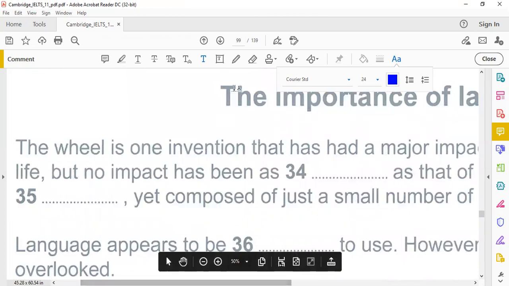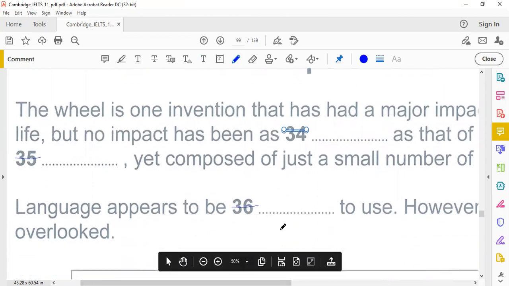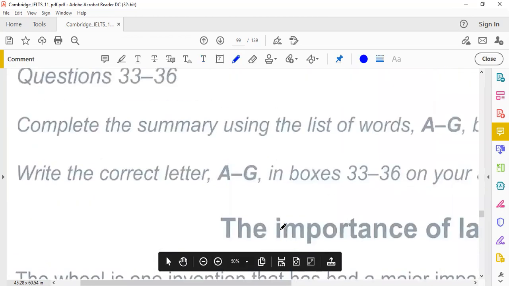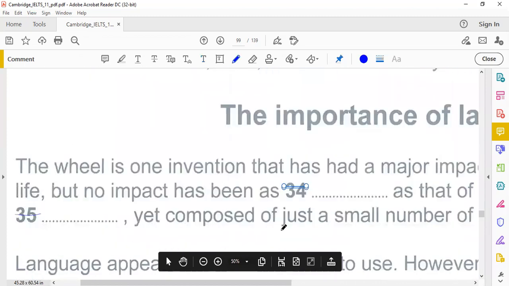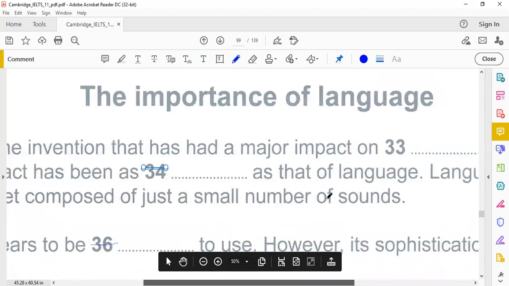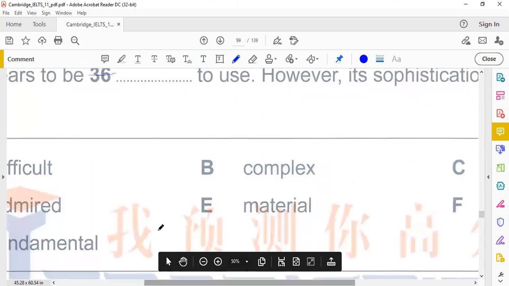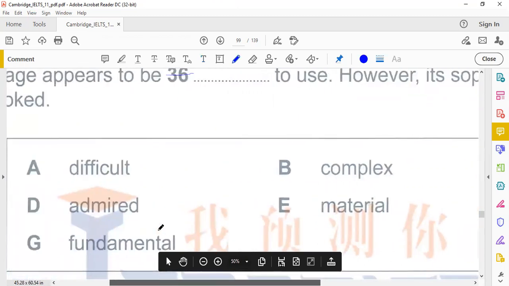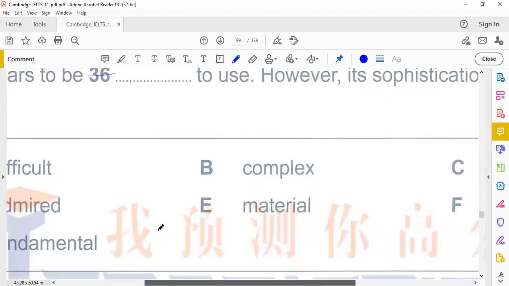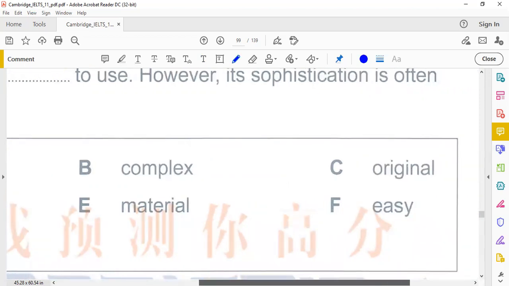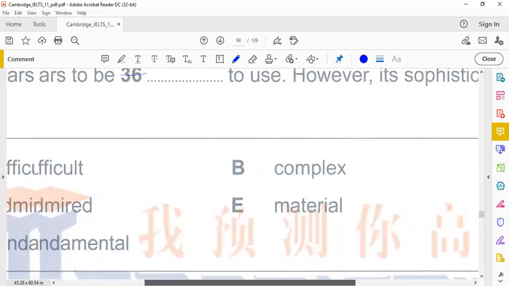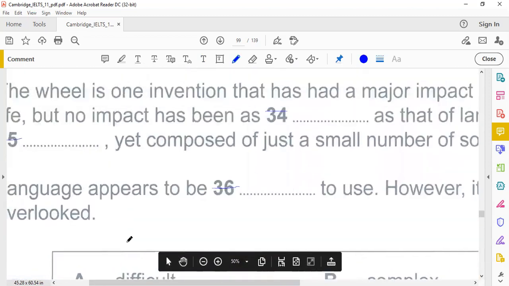Now we see the numbers that come. I will take a pencil and strike the numbers first. Okay, and 36, and there is 37. 33 to 36. Okay, 33, where is 33? Yeah, it is. So, where are the words? The words are given here in the box: difficult, admired, fundamental, complex, and you see material and original, easy. Okay. So here you can see we can write them.